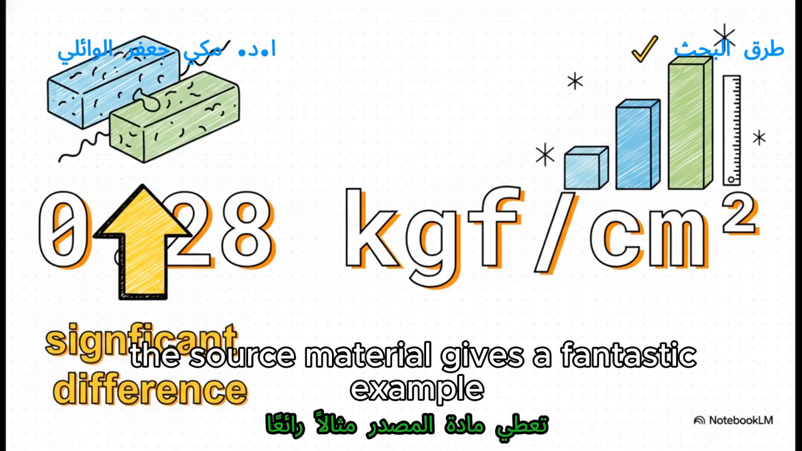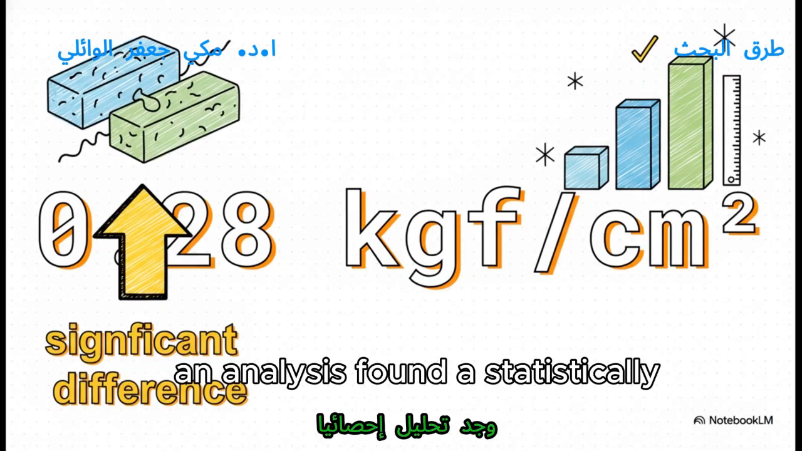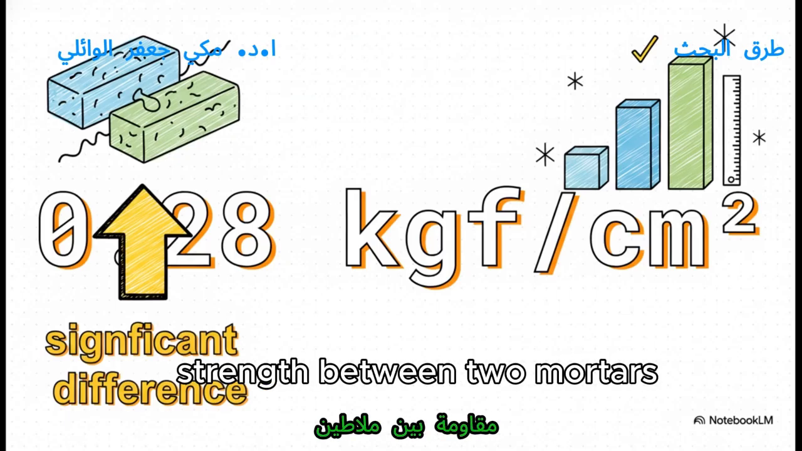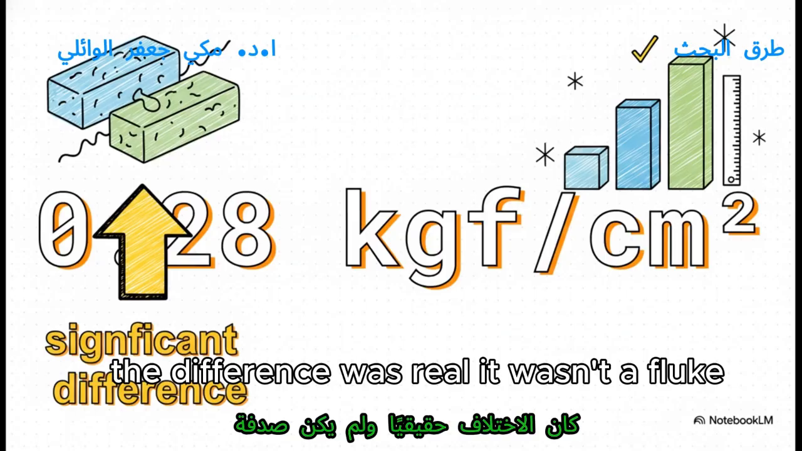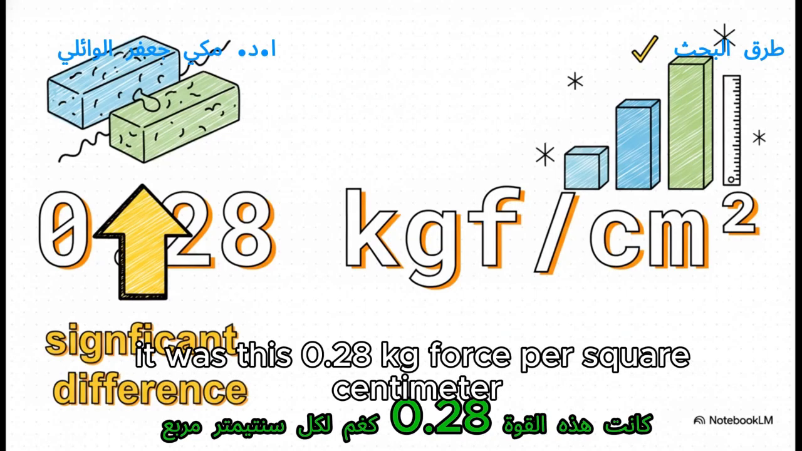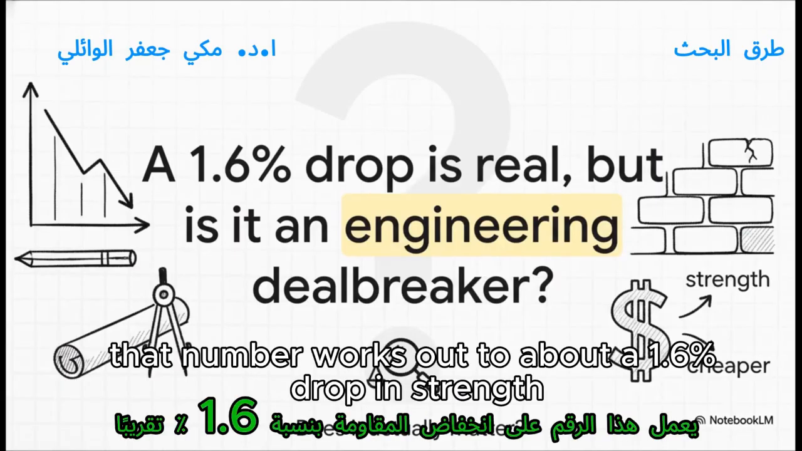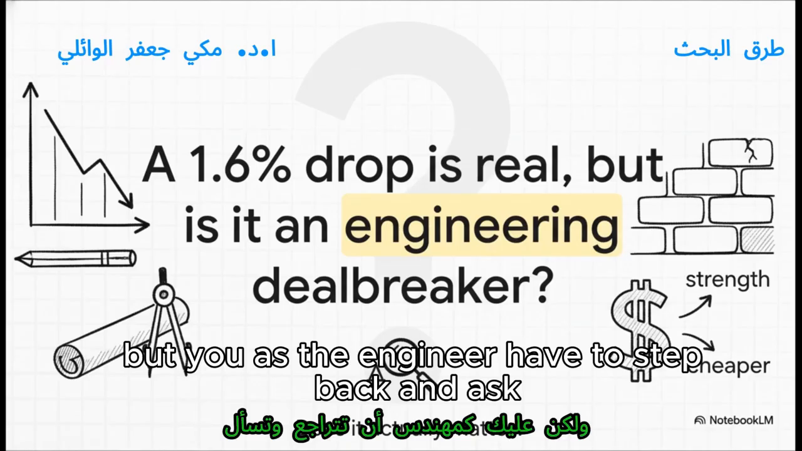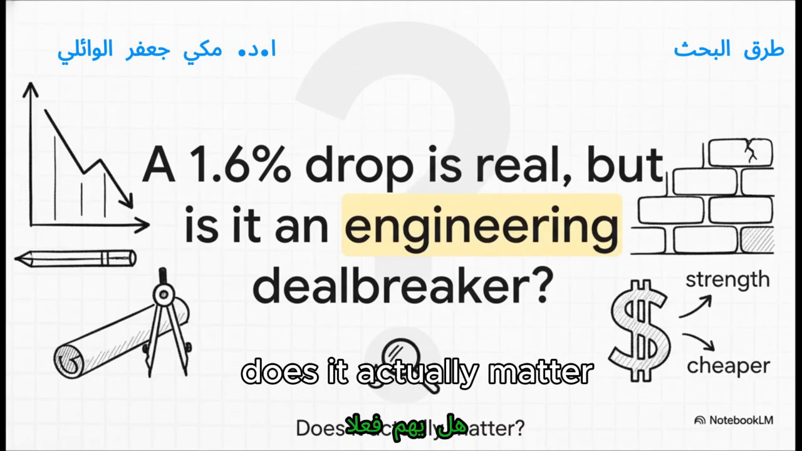The source material gives a fantastic example. An analysis found a statistically significant difference in bond strength between two mortars. The difference was real, it wasn't a fluke. And the size of that difference? It was this: 0.28 kilograms force per square centimeter. Now that number works out to about a 1.6% drop in strength. Statistically, it's a real effect, but you, as the engineer, have to step back and ask, does it actually matter?